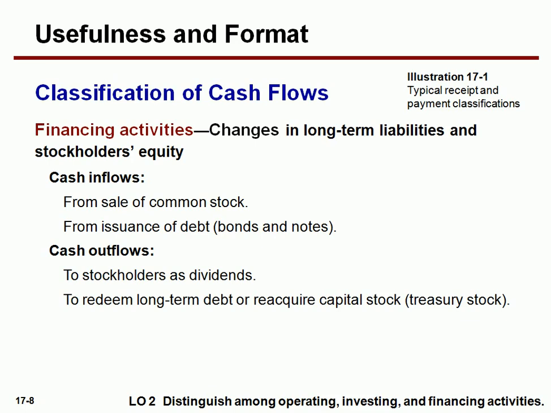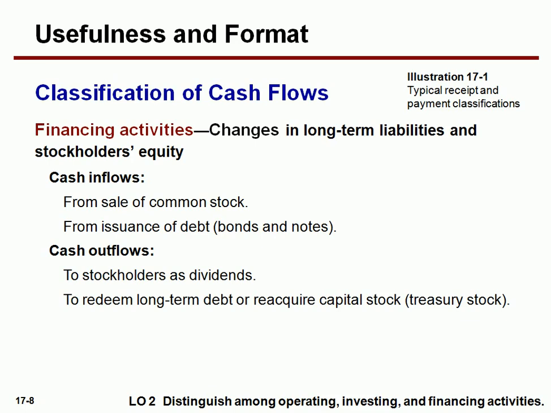The second is from issuance of debt, bonds and notes. It means that if a company issues its bonds and notes, people purchase them and have to pay cash to the company, and it is a cash inflow.